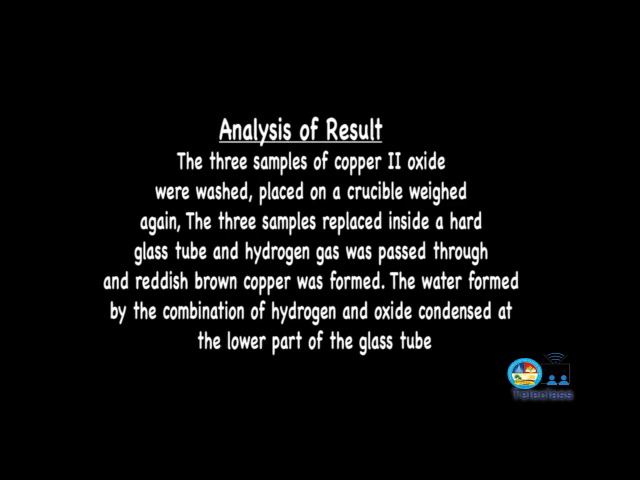As hydrogen gas passes through, the hydrogen will react with the oxygen in the oxide, and water is formed. You see that this hard glass tube is placed in a sloping way, so that the water will not flow back, because if the water should flow back, it will make the salt wet. So the water formed from the reaction between hydrogen and the oxide is settled at the lower part, leaving behind a reddish brown copper. These three coppers were now removed and weighed again, the weight noted.